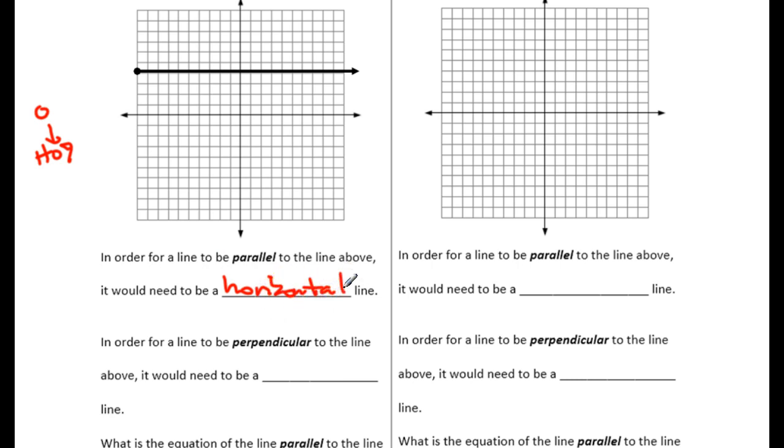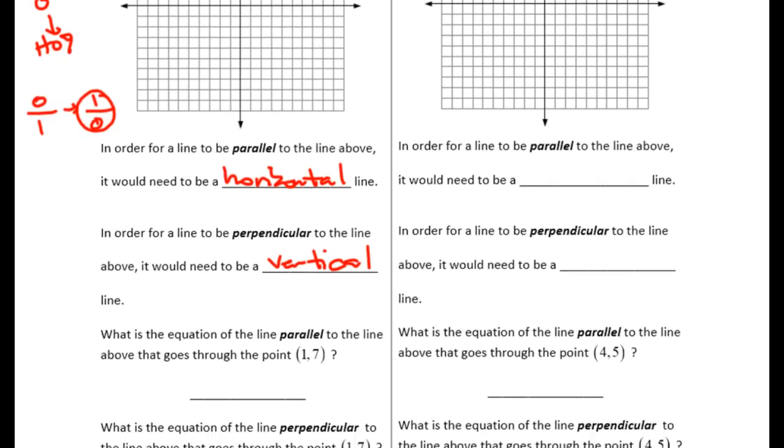Okay? Now, in order for a line to be perpendicular to this line, it would need to be what kind of line? So perpendicular is opposite slope. The way to think about it, remember 0 would be like 0 over a number. So if I flip it, it's going to be 1 over 0. Remember, when 0 is on the bottom, it's undefined. Undefined would be a VUX line. So perpendicular to horizontal would be vertical. Basically the HOY and the VUX are opposite of each other.